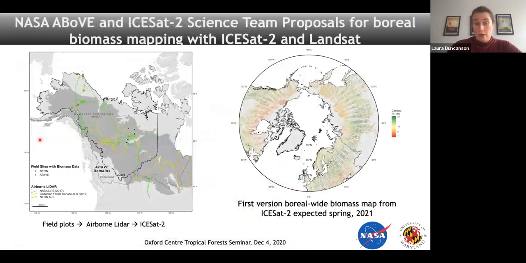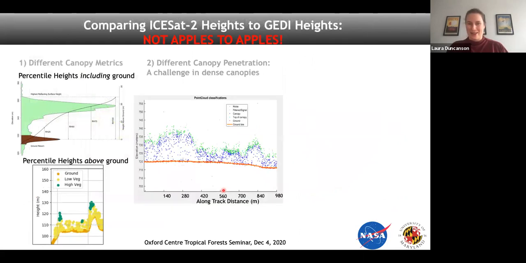So we are working on a project to fill in that boreal gap with ICESat-2, following very similar strategies to what we're doing for GEDI: empirical model fitting with field data and with airborne LiDAR, but applying it to ICESat-2 across that boreal. So we're hoping to release a first version of this early, probably in the spring of 2021. So do stay tuned to that. I know this is a tropical seminar, so I will go back to the tropics now.